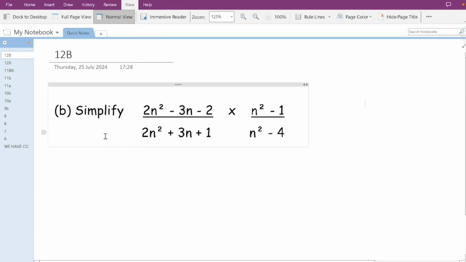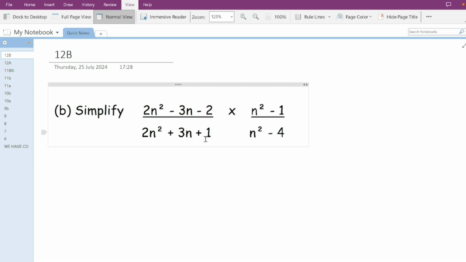Question 12b says simplify this. We have (2n² − 3n − 2) over (2n² + 3n + 1), times, on the upper part, (n² − 1)(n² − 4). When it says simplify, it's like solving a fraction question, but here we have algebra, a quadratic expression. So we have to cut down to the lowest term. That's simply what the question is all about.